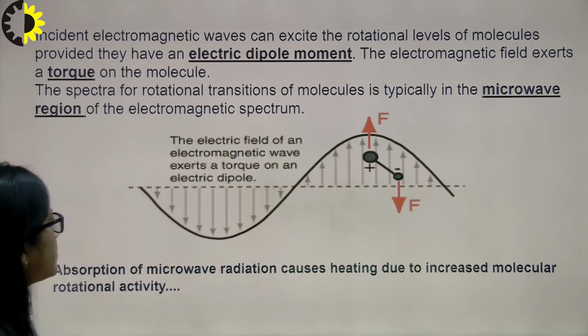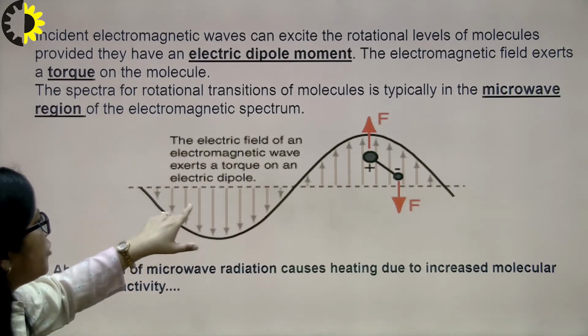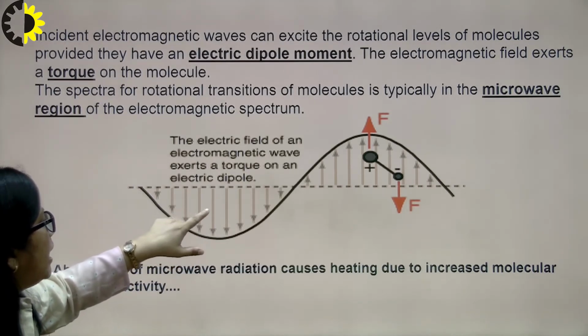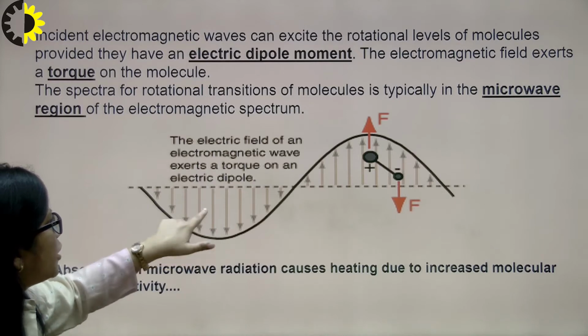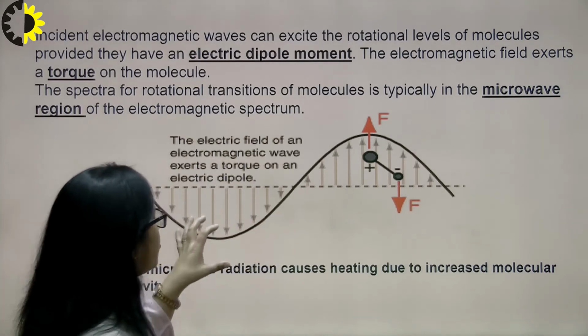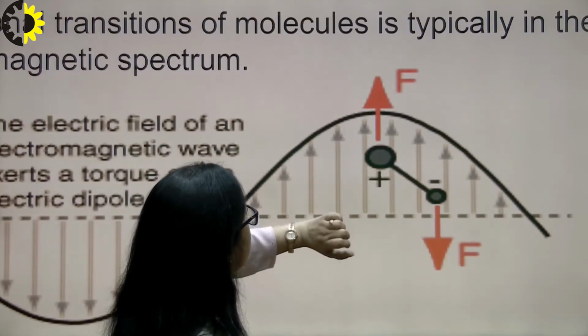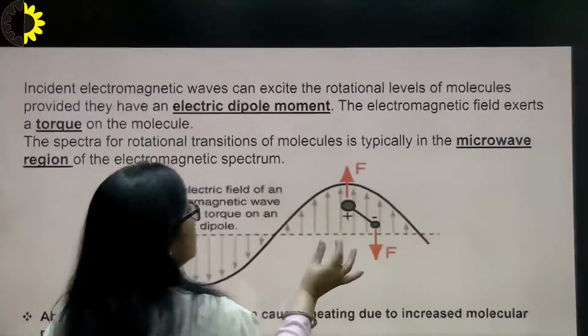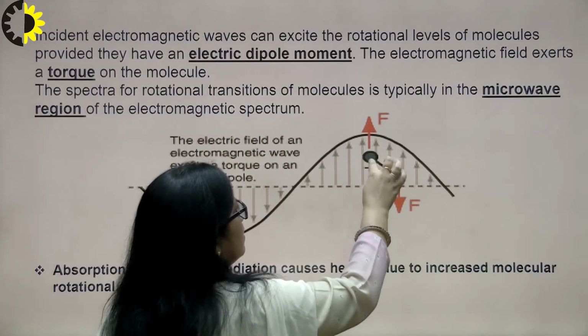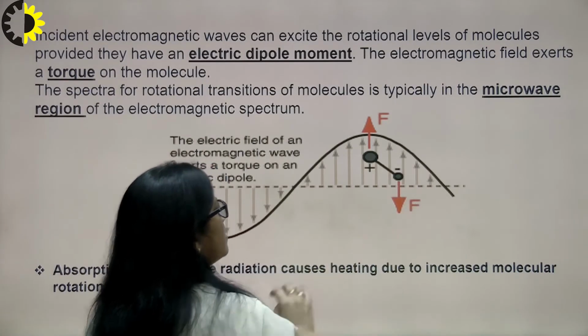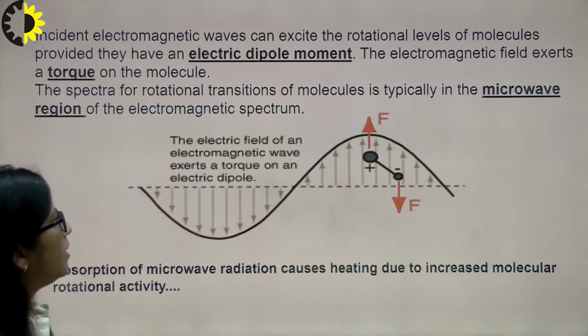Now, here I am showing how the electric field in the electromagnetic wave is exerting a torque on the electric dipole. How is it showing? The positive and the negative charges here, and the way it is exerting the torque on the electric dipoles.